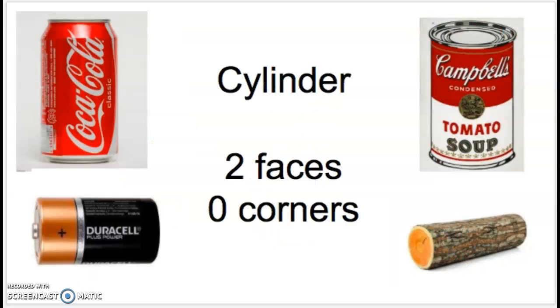The last shape that we're going to look at is a cylinder. Now, a cylinder has 2 faces, so that means it could stand flat on the top or the bottom, but it also has 0 corners, okay?